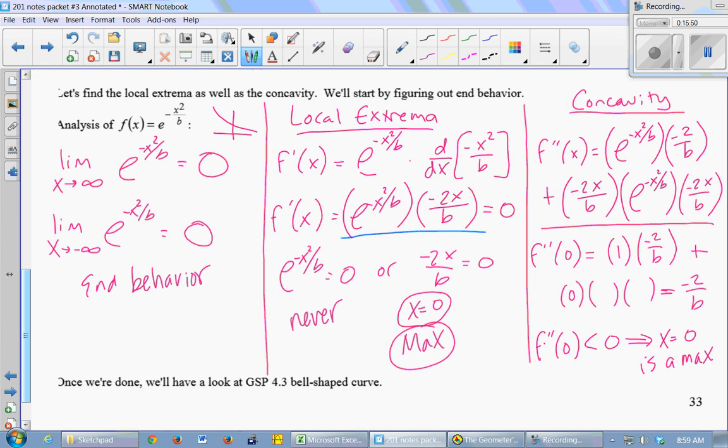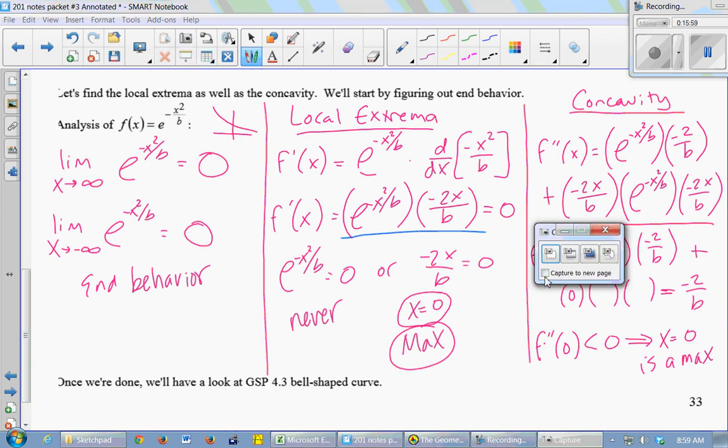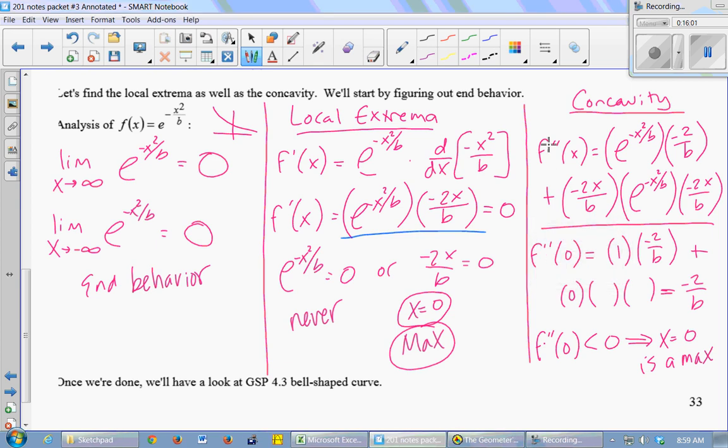So I now know that that's a max. Now to find intervals of concavity, I have to set this second derivative equal to 0 and solve it. And I'm out of room, so it's on a new page.